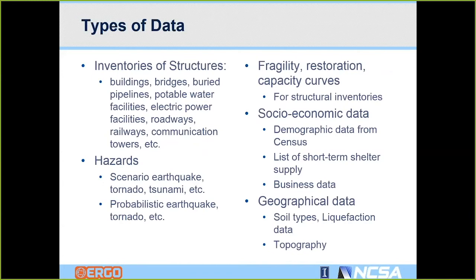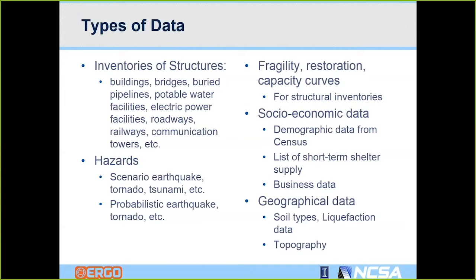In order to do that requires a lot of data. So we need inventories on structures, like buildings, bridges, buried pipelines. We need to quantify the hazard. So are we looking at a scenario earthquake or tornado, or are we looking probabilistic? Maybe we're trying to do some event planning. We need to know the fragility, so we need to know how a structure responds to the different hazard types. What's the probability of it being damaged from that event?